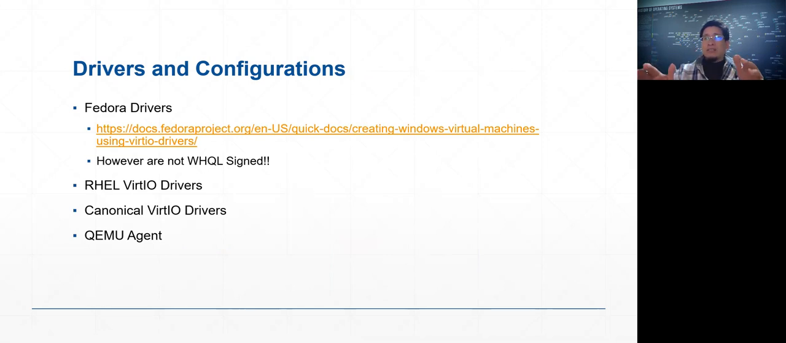it. And to have those signed, you need to have the Red Hat Enterprise Linux VirtIO drivers or the Canonical VirtIO drivers at minimum, so that they can support you and provide the configuration. And how do I know if I have the VirtIO driver certified by Microsoft? Okay, let's take a quick look at it.